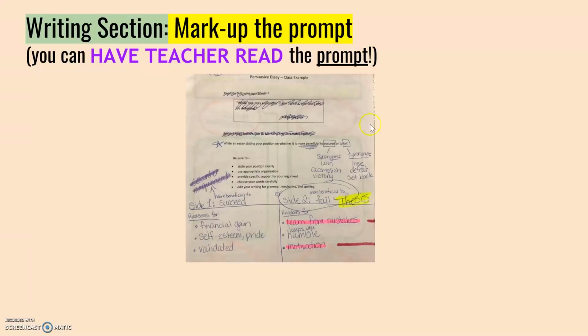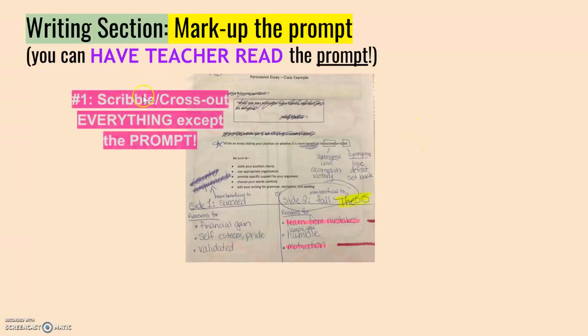All right, so to mark up the prompt, there are certain steps. Number 1, please scribble everything out. Scribble everything out except the prompt. And the prompt is right here. It starts with write. That is your clue. This is what you need to write about. So star it. And everything else, scribble, scribble, scribble.